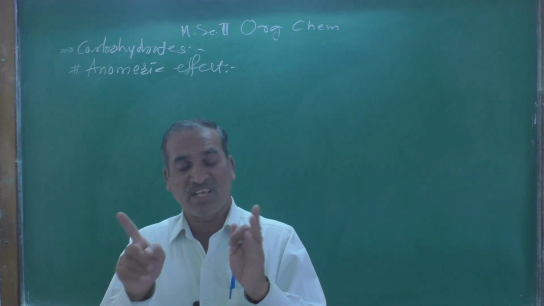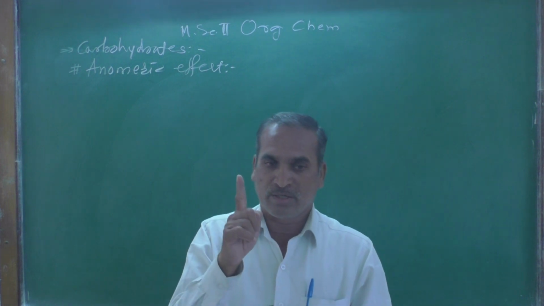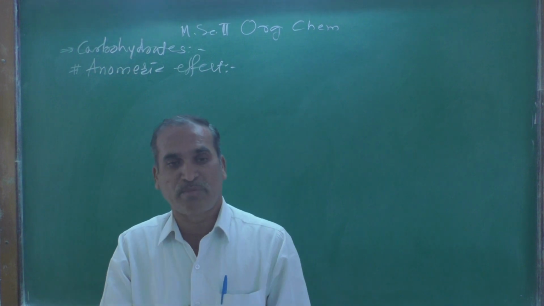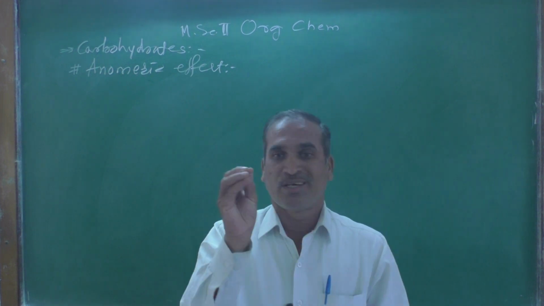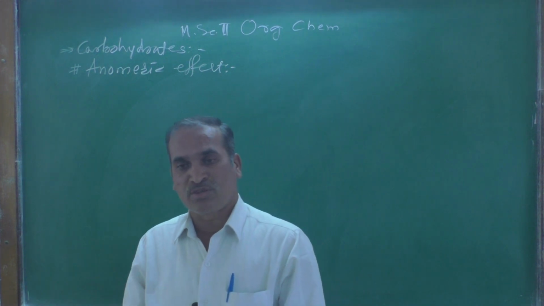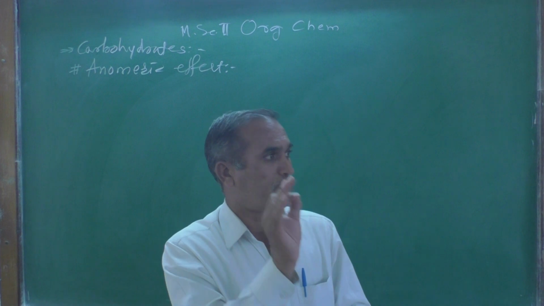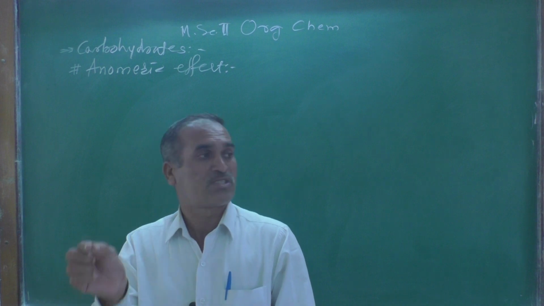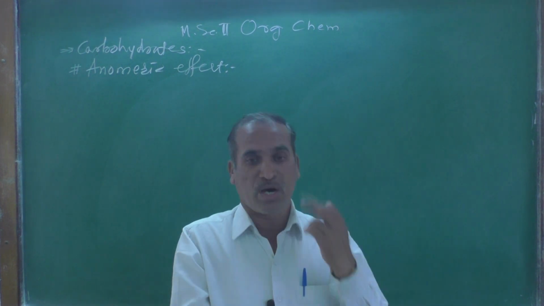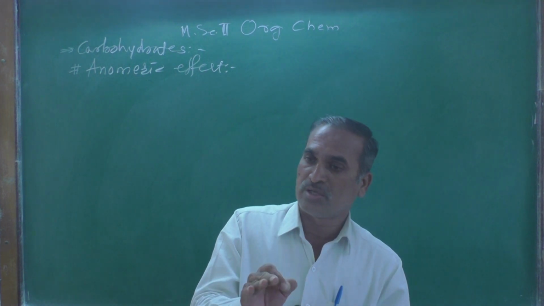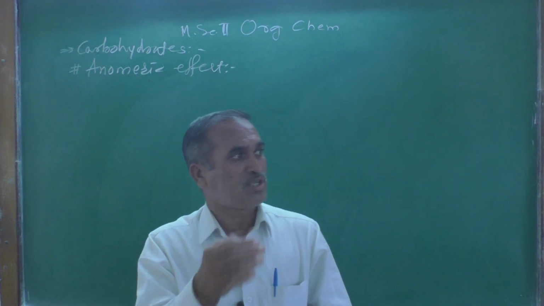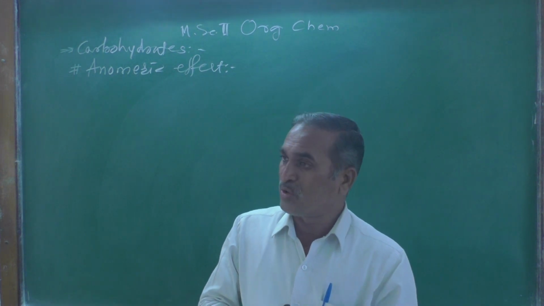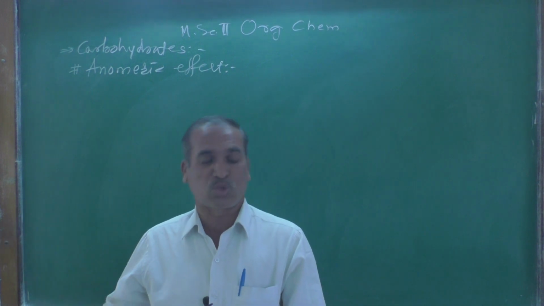And as we know, the ring structure is generally stable as a 6-membered ring, because when the 6-membered ring is formed, it involves 5 carbon atoms and 1 oxygen atom forming a pyran ring, a 6-membered heterocyclic compound similar to pyran, which we already learned is a heterocyclic compound.